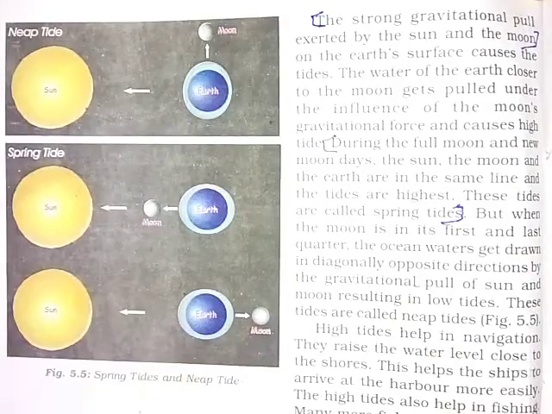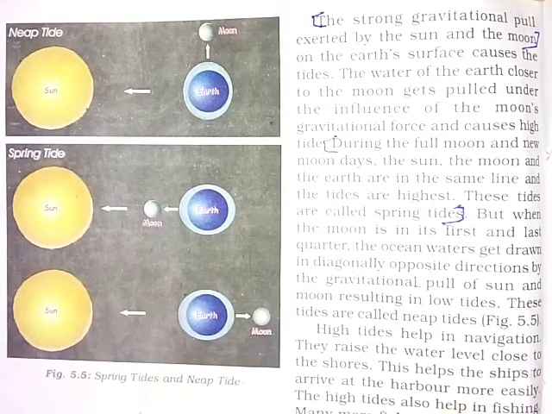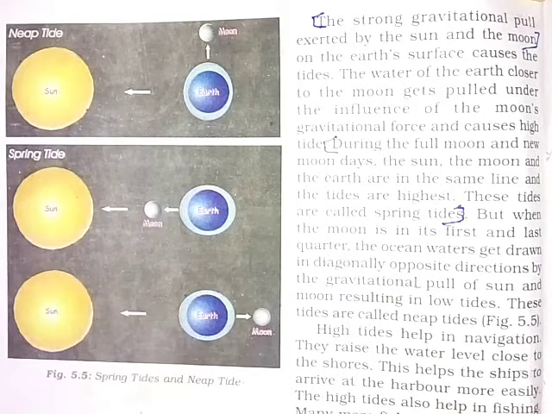The strong gravitational pull exerted by the sun and the moon on the earth's surface causes the tides. The water of the earth closer to the moon gets pulled under the influence of the moon's gravitational force and causes high tide. During the full moon and new moon days, the sun, the moon and the earth are in the same line and the tides are highest. These tides are called spring tides.